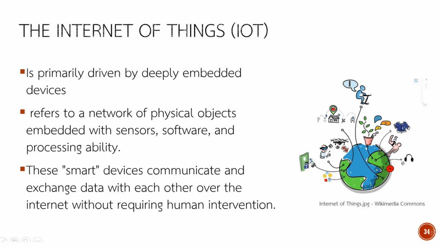The Internet of Things, IoT, is primarily driven by deeply embedded devices, and refers to a network of physical objects embedded with sensors, software, and processing ability. These smart devices communicate and exchange data with each other over the internet without requiring human intervention.